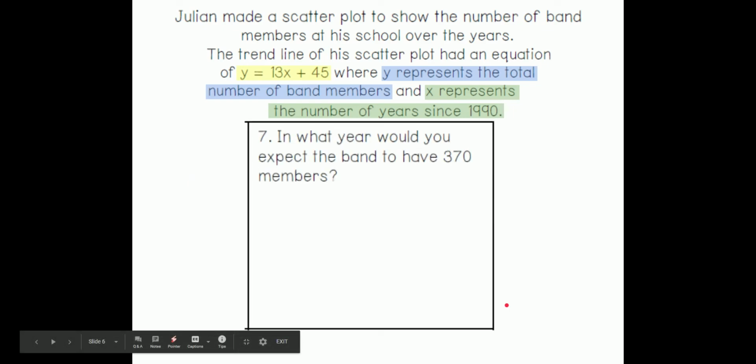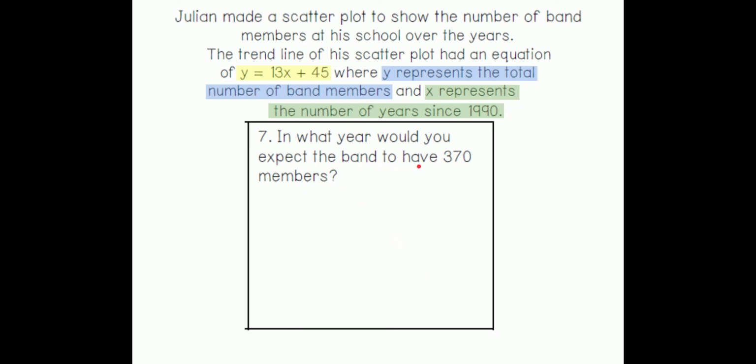Number 7, in what year would you expect the band to have 370 members? This is different from the last two problems because they give us the number of band members, and they want us to know what year it would be. So again, we're going back to our equation. They gave us the number of band members to expect, which is 370. We need to bring down the 13. We don't know how many years since 1990, and we're going to bring down that plus 45.